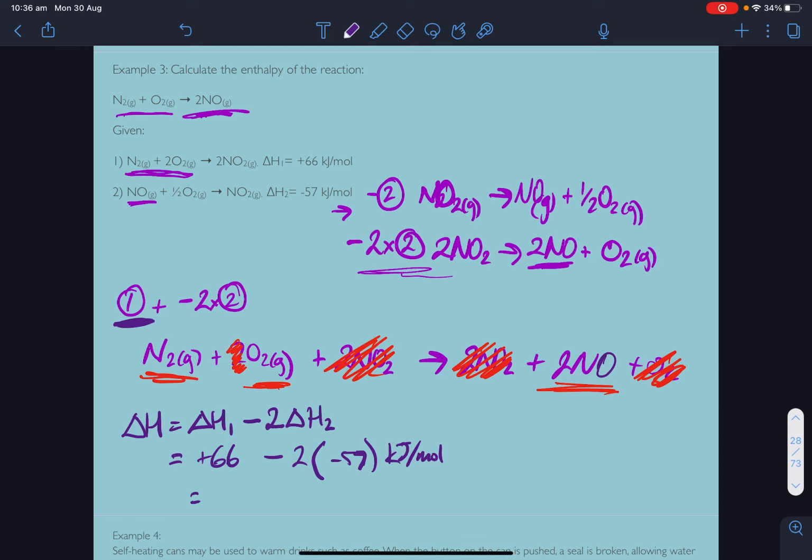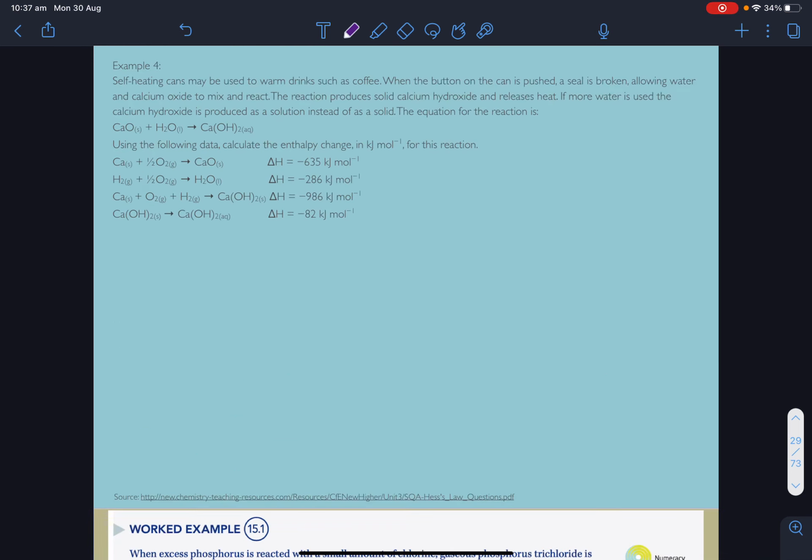Put it in my calculator. 66 plus 2 times 57, 180 kilojoules per mole. Did I track my negatives right? Negative 2 times a negative 57? Yeah, it seems good. All right, hopefully I got that right. I think I kept track of all my negatives.